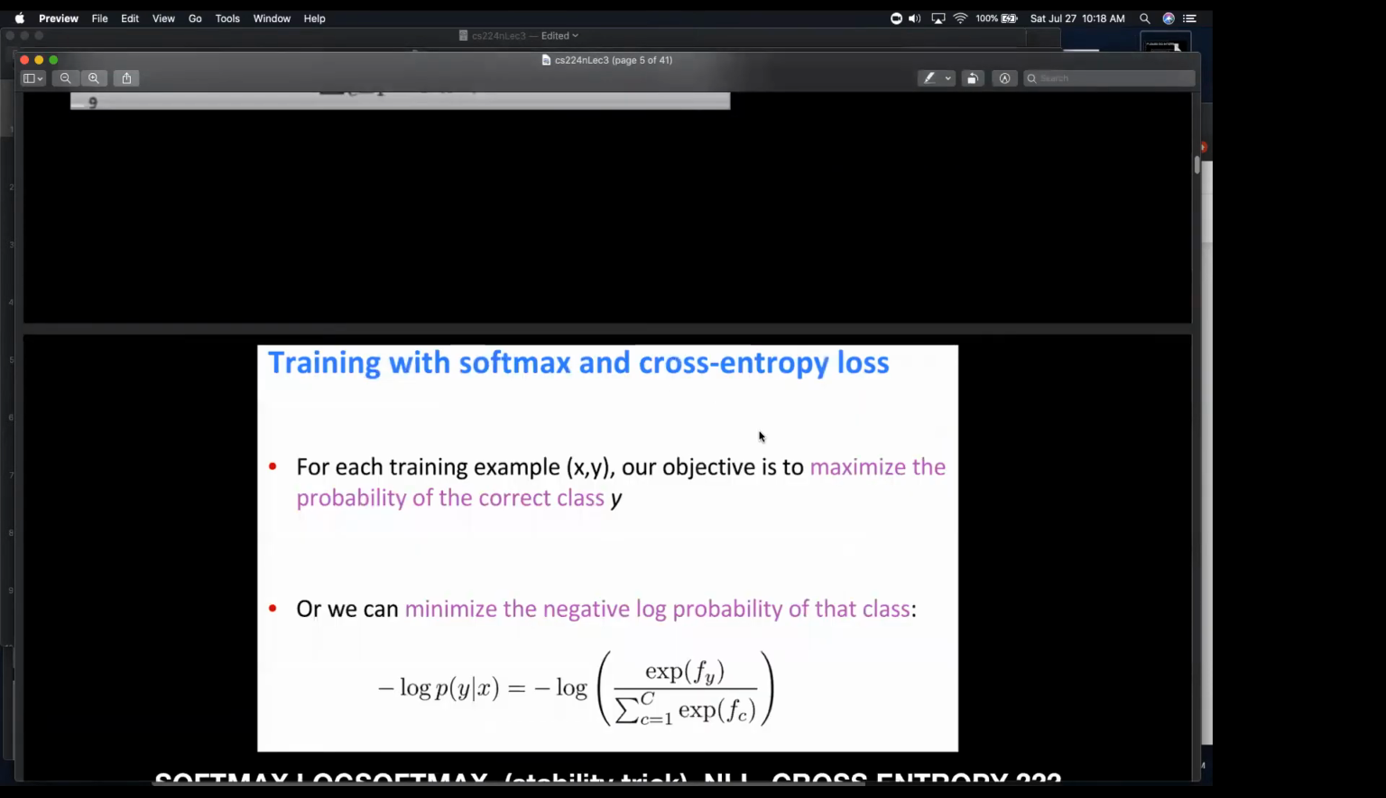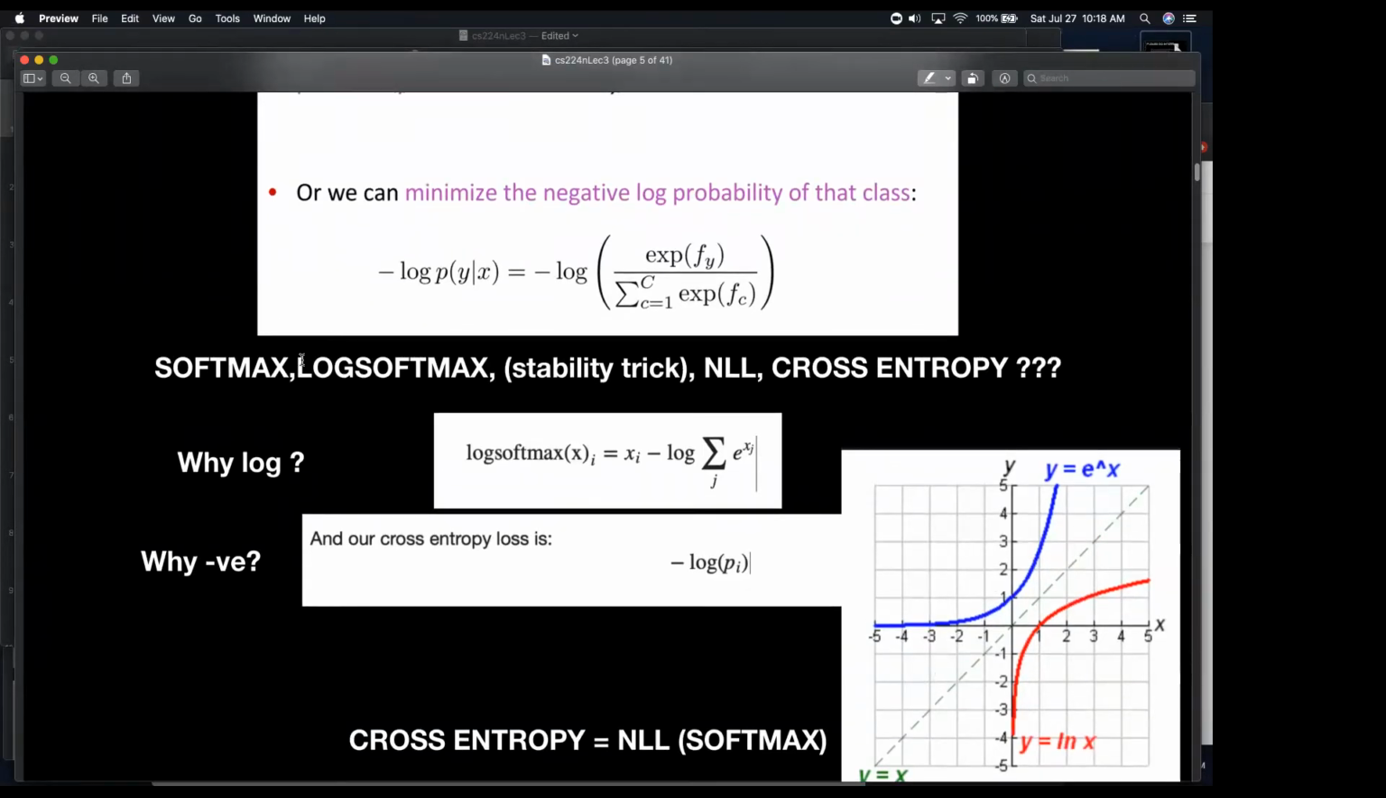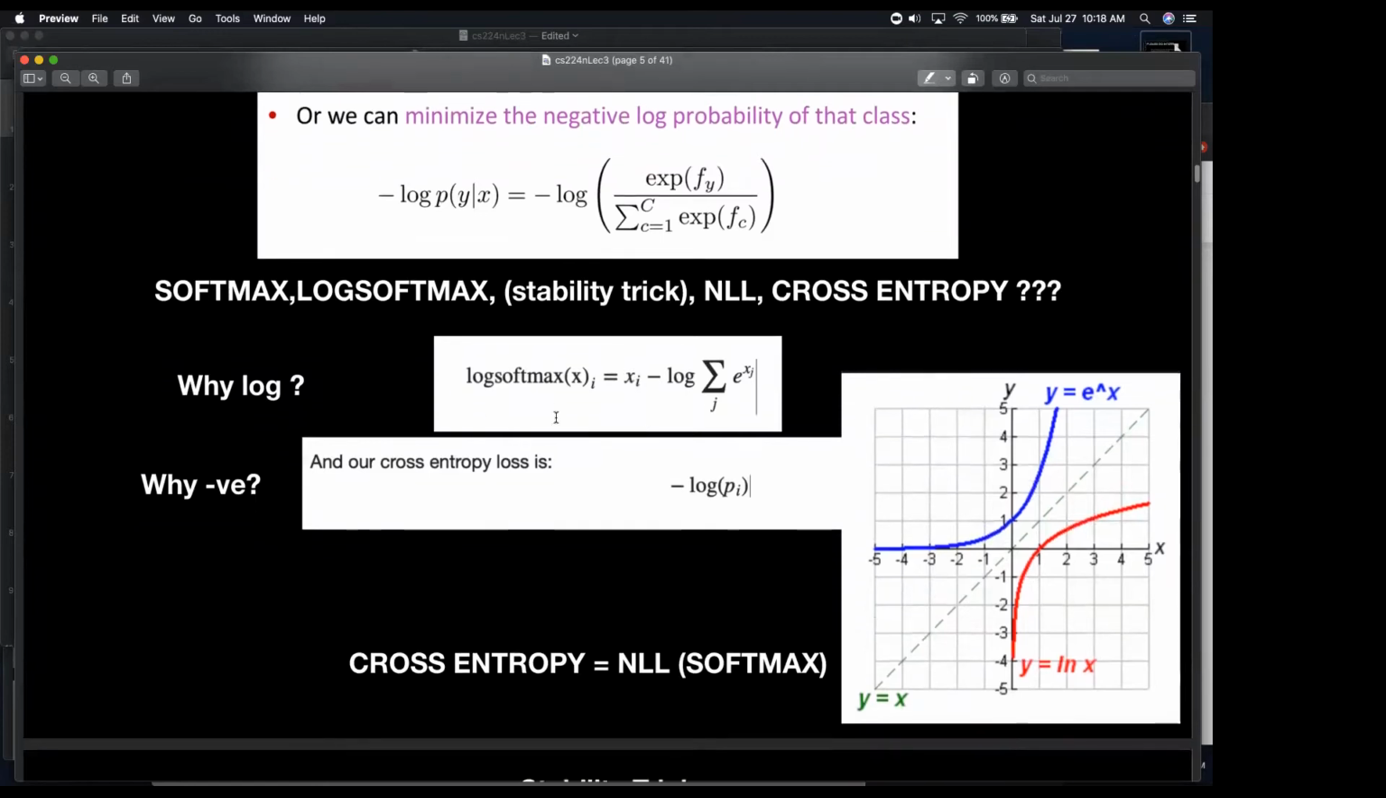To quickly go through this, a couple of things to cover here are softmax, what log softmax is, this stability trick, negative log likelihood, and cross entropy. Why are we taking the log over here? To get the log softmax, it's a neat trick, because log of A by B is log A minus log B. That's what you achieve with log softmax. It's basically just applying the log to the softmax function.